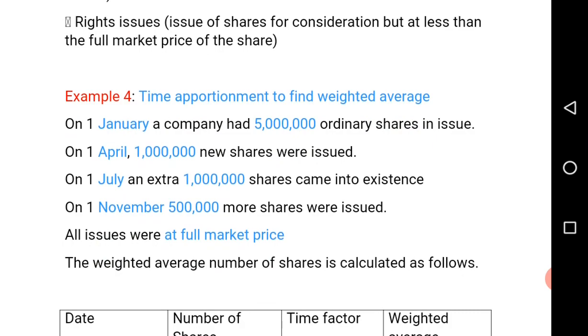It says on 1st January a company had 5 million ordinary shares in issue. Then on 1st April it issued 1 million new shares. On 1st July an extra 1 million shares came into existence. On 1st November 500,000 more shares were issued. All issues were at full market price. So here we have full market price, and we are asked to get the weighted average of the shares.